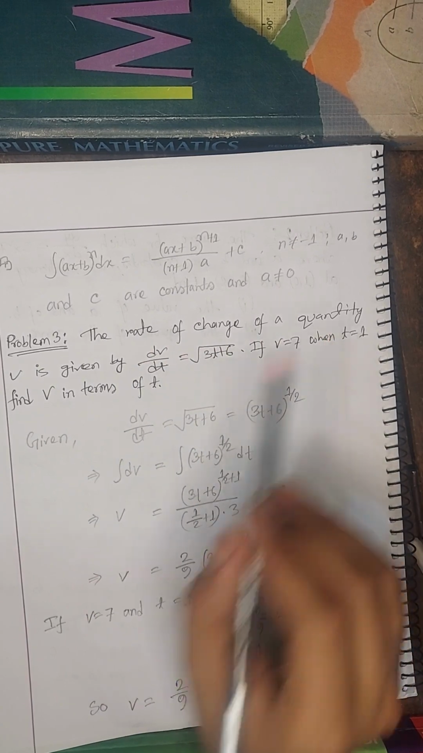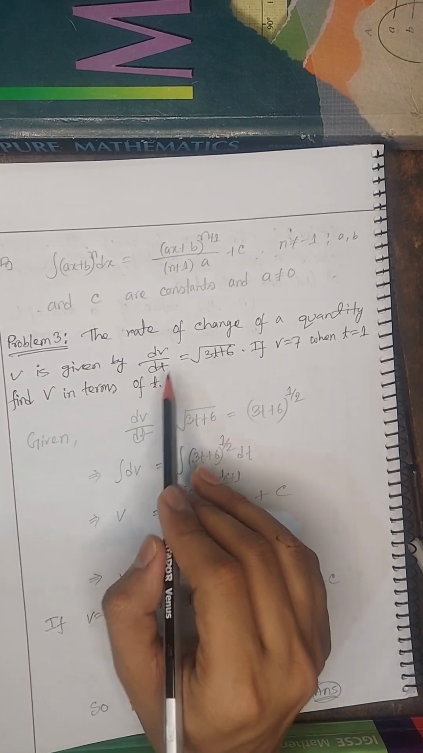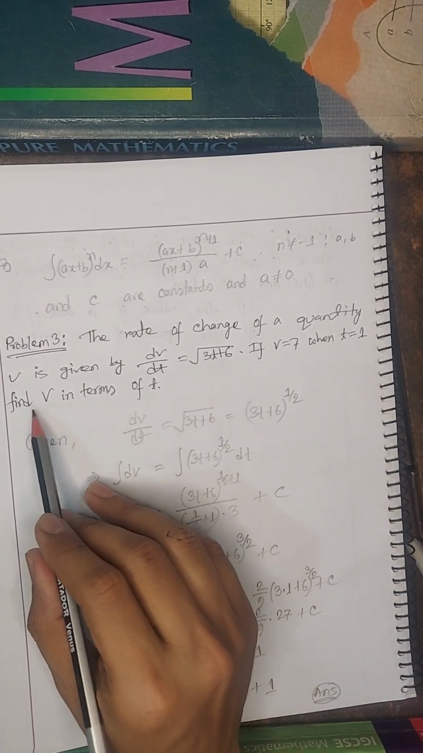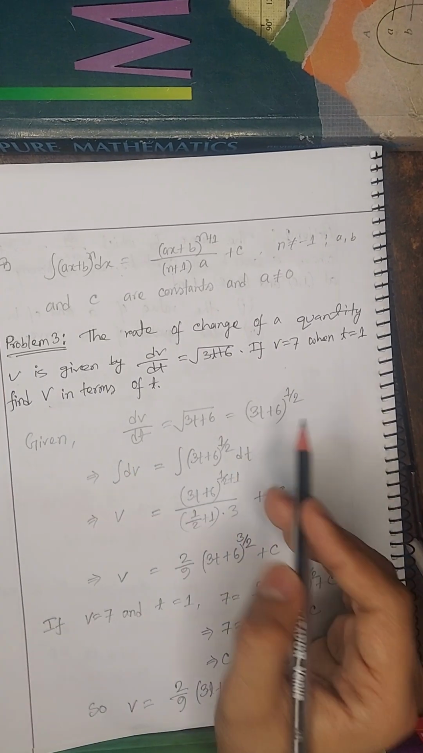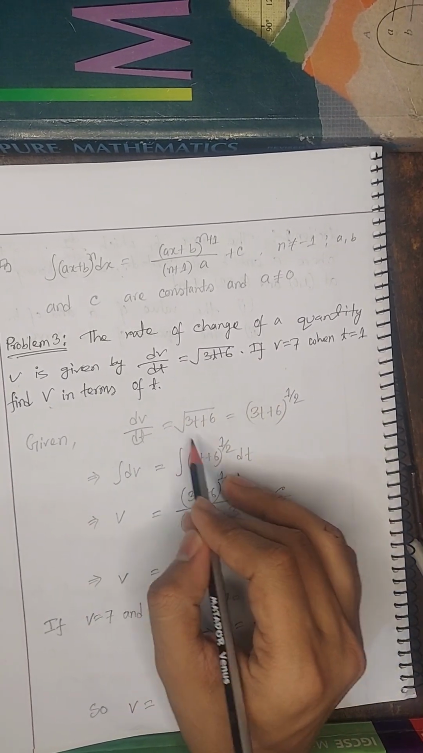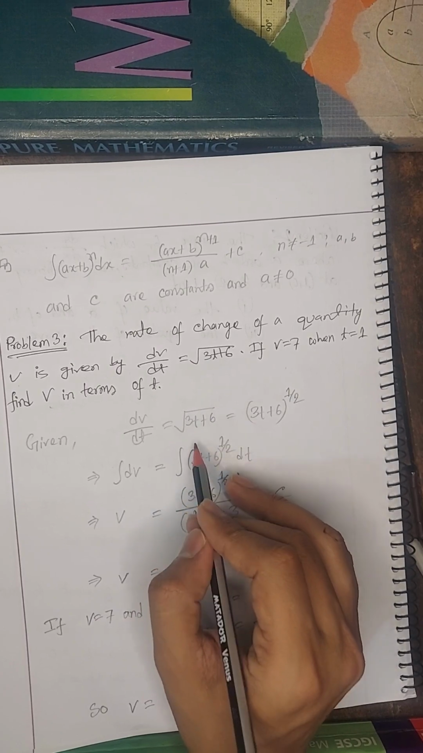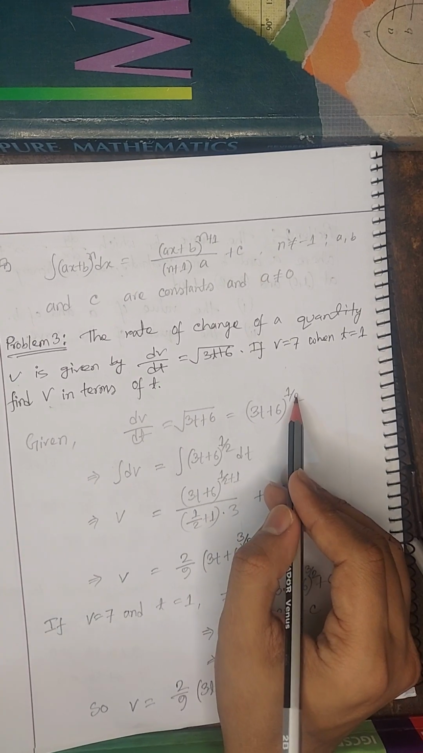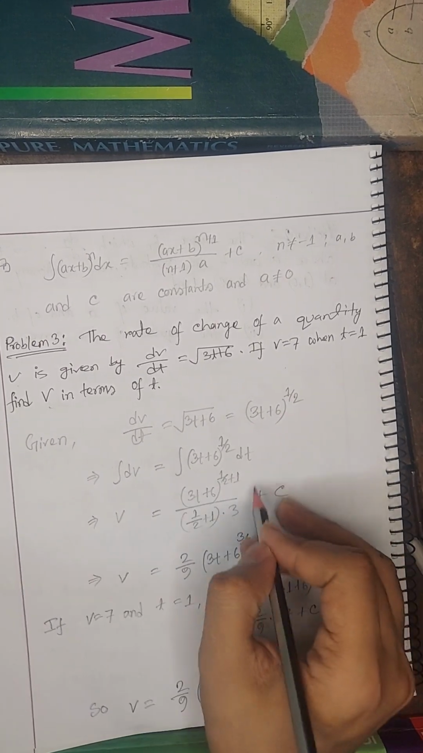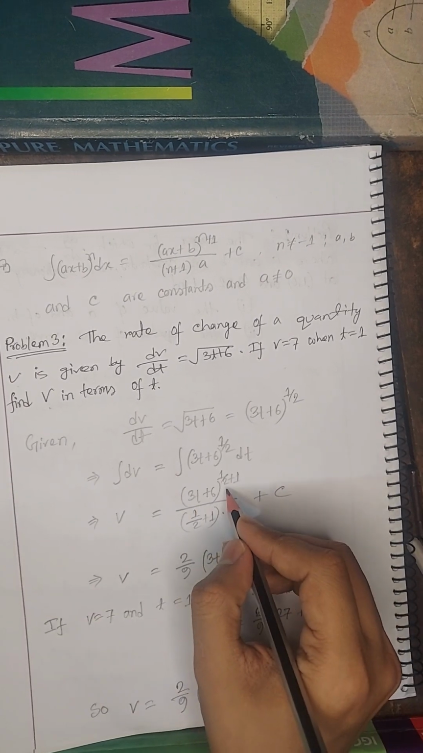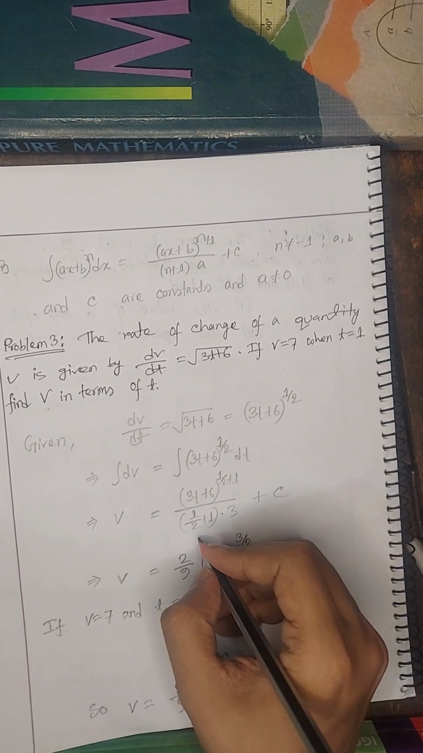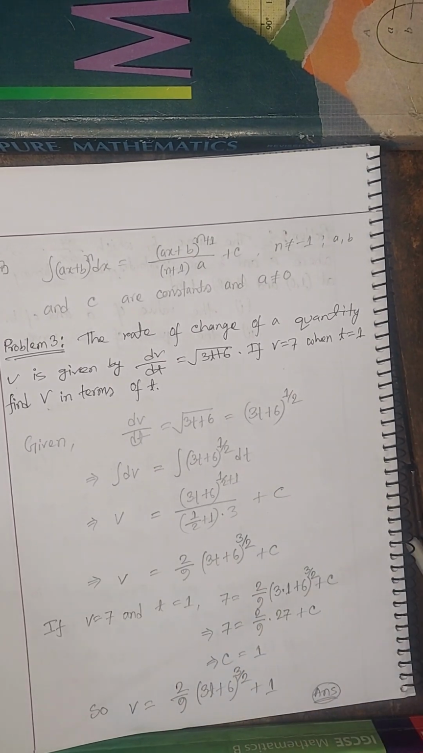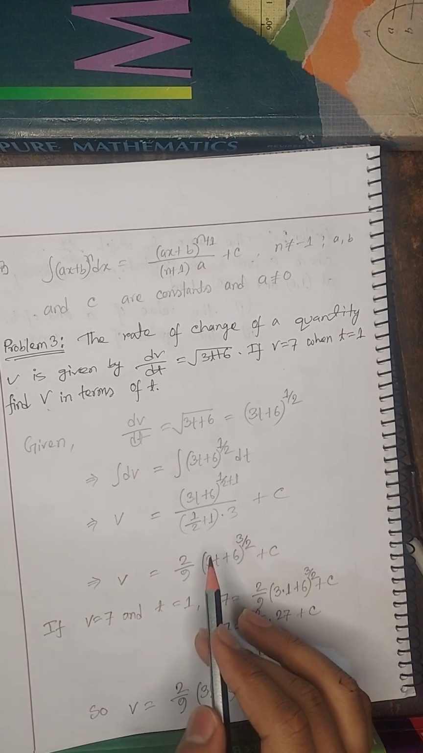The rate of change of a quantity v is given by dv by dt is equal to root over 3t plus 6. If v is 7 and t is 1, we have to find v in terms of t. Given equation is dv by dt is equal to root over 3t plus 6. We can write this as 3t plus 6 to the power half, and integrating both sides, we get v is equal to 3t plus 6 to the power half plus 1, divided by half plus 1 times 3, plus a constant term c.